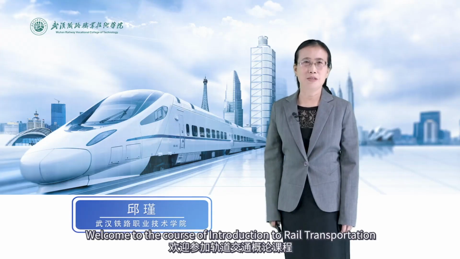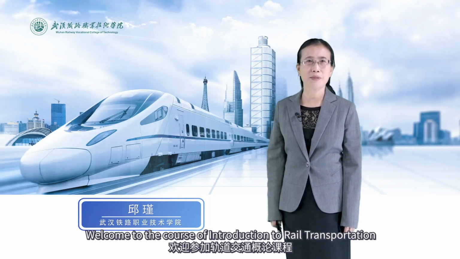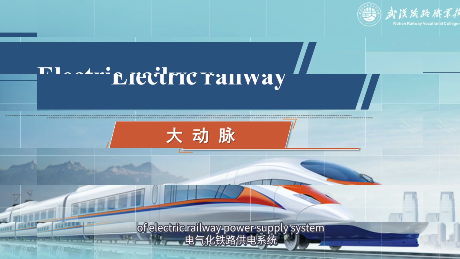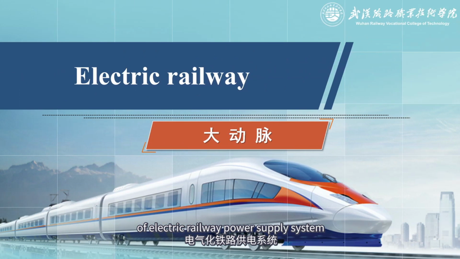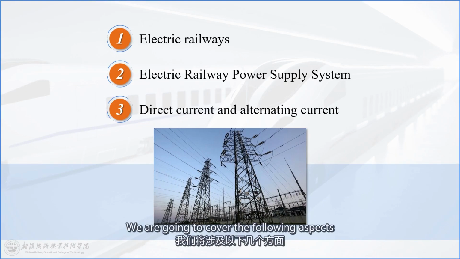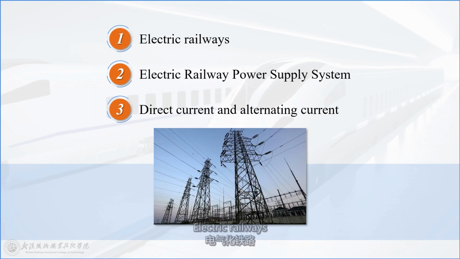Welcome to the course of Introduction to Rail Transportation. In this lecture, we will give a general description of electric railway power supply system. We are going to cover the following aspects: electric railways, electric railway power supply system, direct current and alternating current.